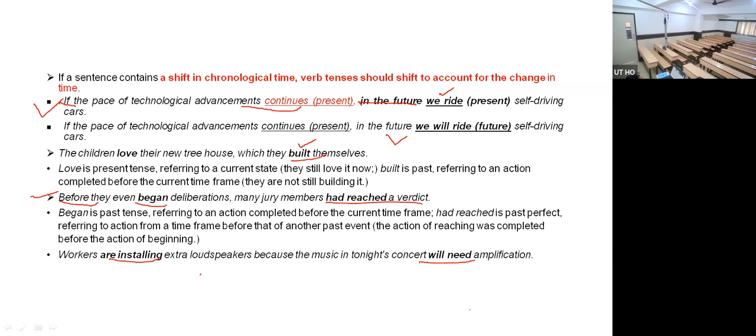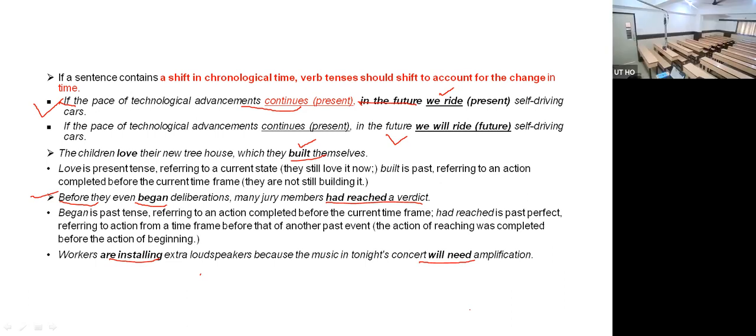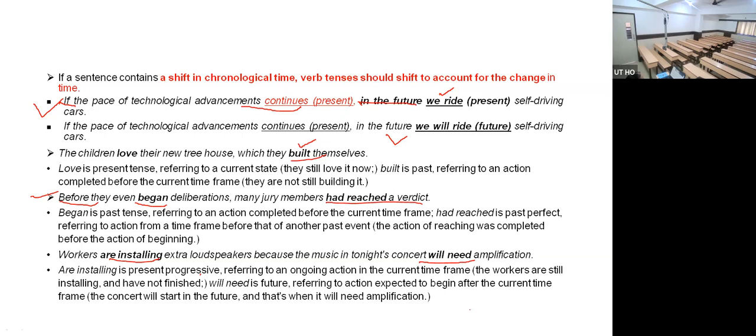What do you think? And we can even use the music in tonight's concert needs amplification. Yeah, we can use that also. And we can also keep it in the future. Will need amplification would also be right. Both cases will be right. Right? So these were a few of those which are not very common, but you have to take note of them.